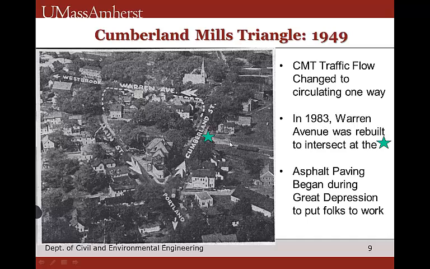Okay, in 1983, Warren Avenue, which is this road right here, was rebuilt to intersect here at the Star. So it used to be right here. It used to connect here at Warren Avenue, which was where the road was before 1983. But after 1983, there were some land use agreements, some changes within the mill infrastructure, who owned the mill, and ultimately they needed more space for the mill, and so they relocated the road here. And this made traffic operations rather interesting and an intriguing study to look at.